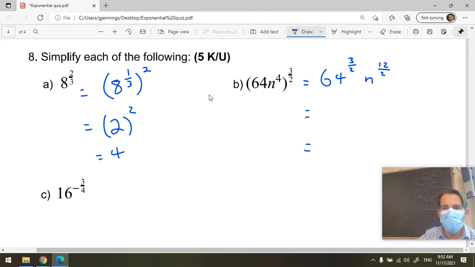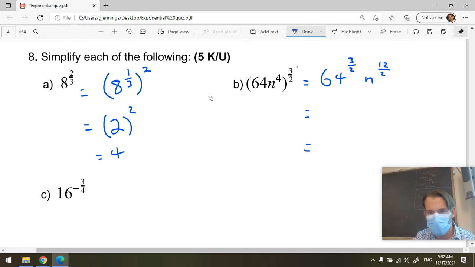This is n to the 12 over 2, because 3 over 2 multiplied by 4 is 12 over 2, which reduces to n to the 6. Okay, so 64 to the 3 halves is going to be smaller than 64 squared, but it's still going to be quite big. Sorry, it's 16 cubed. No, it's 4. No, it's 8 cubed.